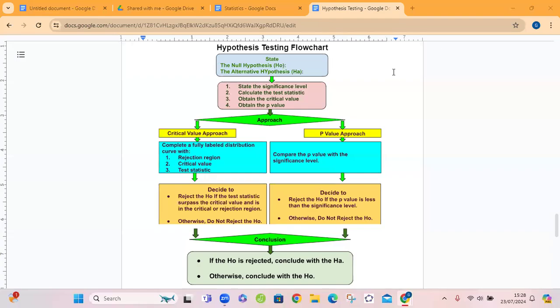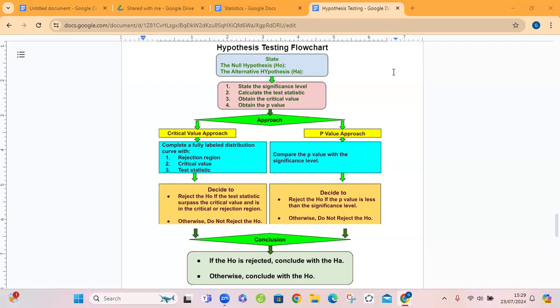This presentation is with regards to hypothesis testing, specifically a flowchart. What you can do, you can take a screenshot of this flowchart and you can read through it, study it, and then you can go through it with the video. So as you can see, the first step is to state a pair of hypotheses. By now we know what a hypothesis is: the null hypothesis and the alternative hypothesis.